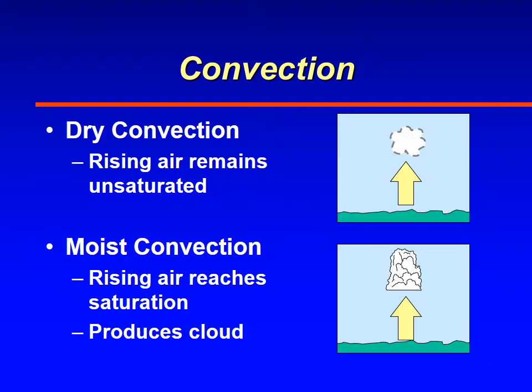Convection can also be dry or moist. Dry means that the thermal that's rising does not reach saturation, so it's unsaturated. Moist convection means that as the air rises, the temperature meets the dew point, the air saturates, and it produces a cloud.